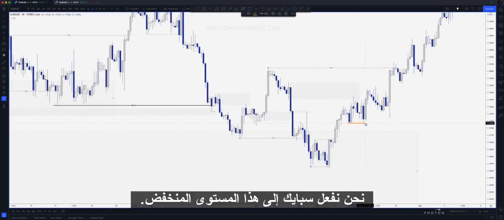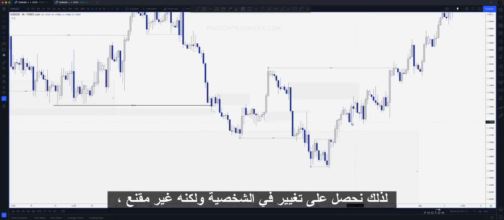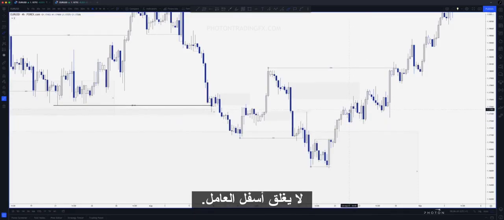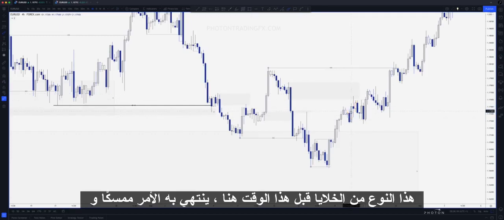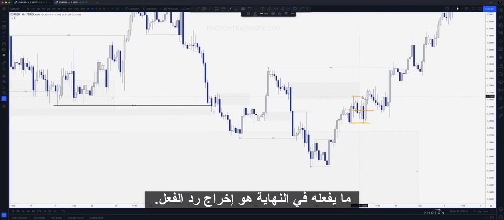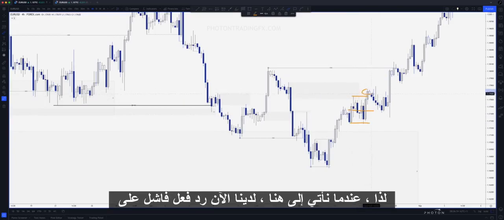We do spike that low, so we do get a 4-hour change of character, but it's not that convincing, right? It doesn't close below. In fact, this sell before the buy, this demand here, ends up holding. And what that ends up doing is actually taking out the reaction. So as we come up here, we now have a failed reaction on the 4-hour chart.